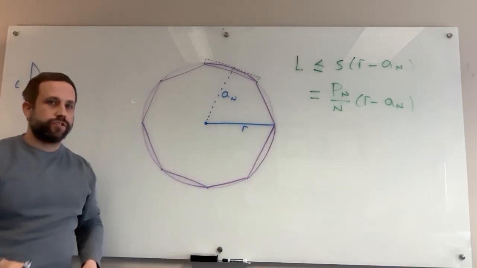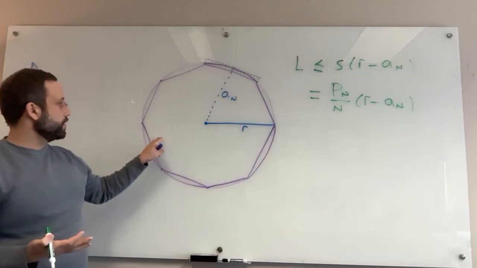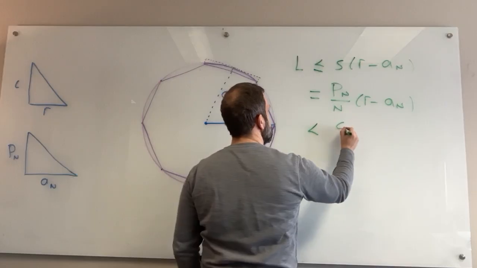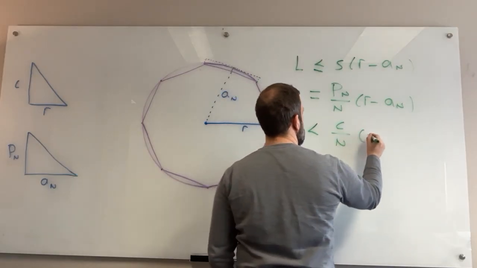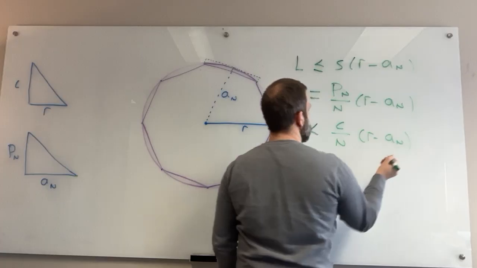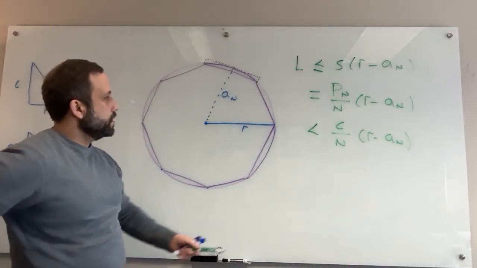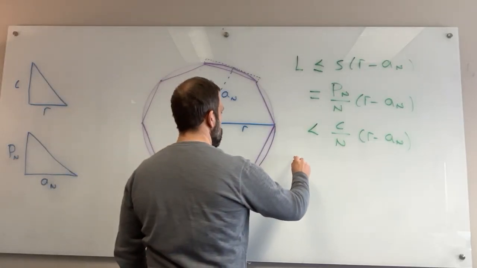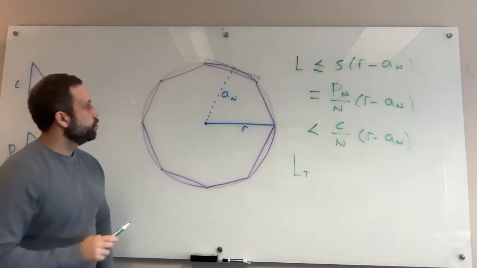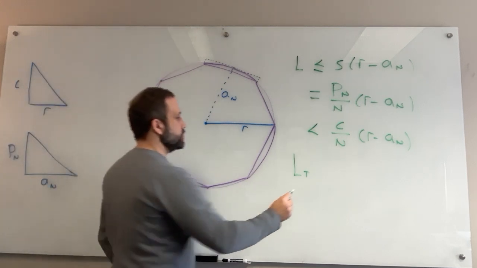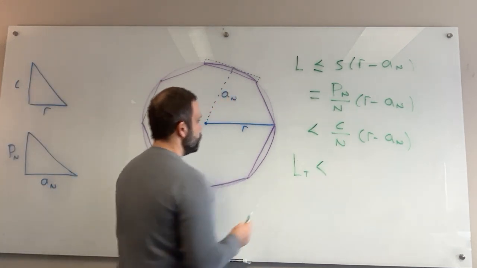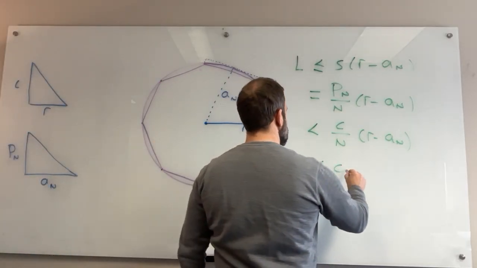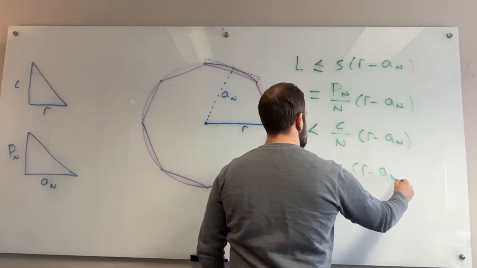In other words, the perimeter of the circle, or the circumference of the circle, is greater than the circumference of any inscribed polygon. So this is less than C over N times R minus AN. So the area of this green rectangle is less than that number there. Okay, so then the total leftover area, which I will just call L sub T, well, there are N of these. So if you total up all of these leftovers, it's going to be less than N times this, which is C times R minus AN.